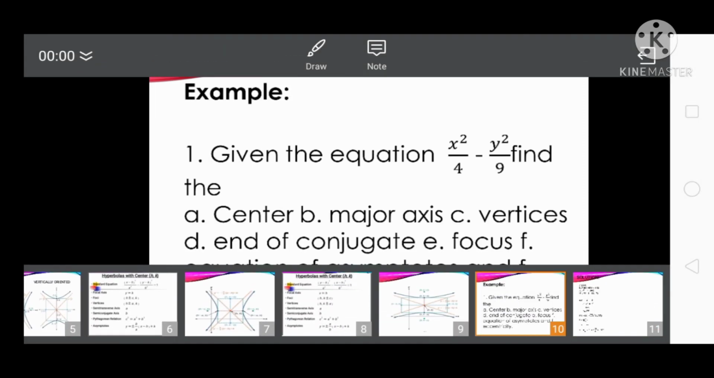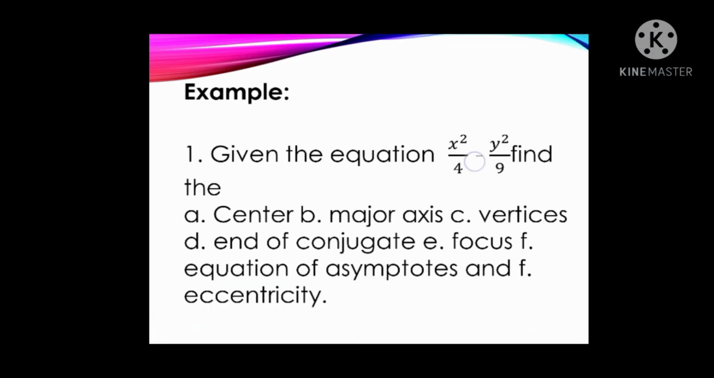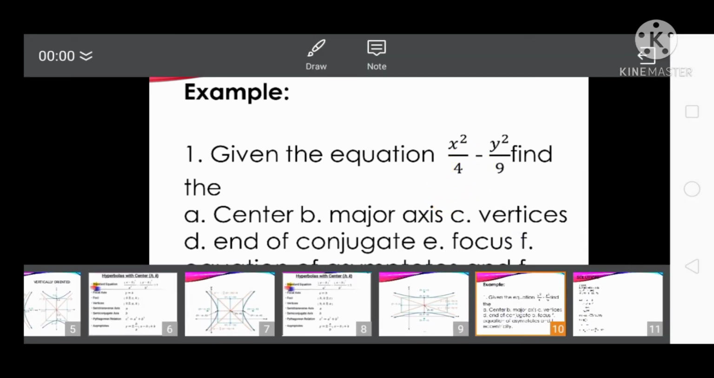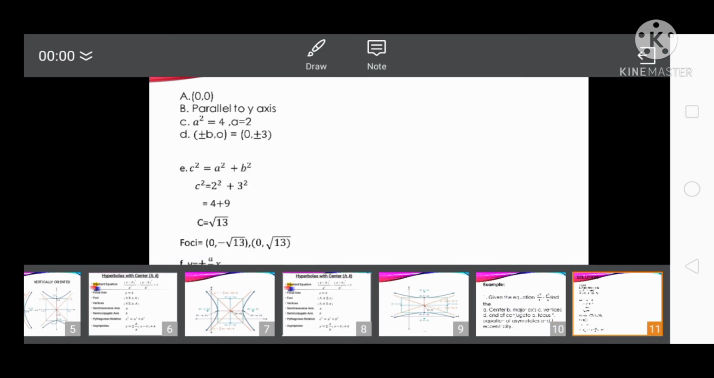Because our vertices use a, a squared is 4 and a is equal to 2.